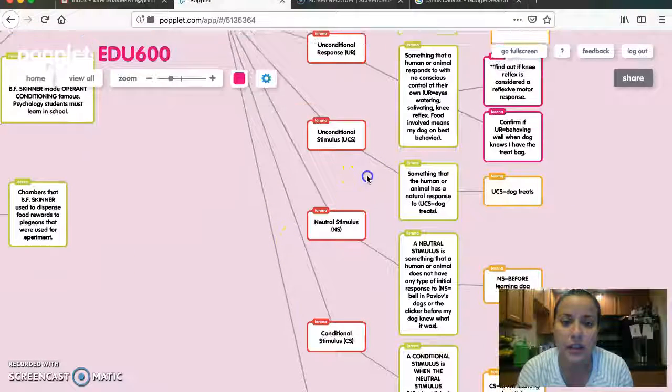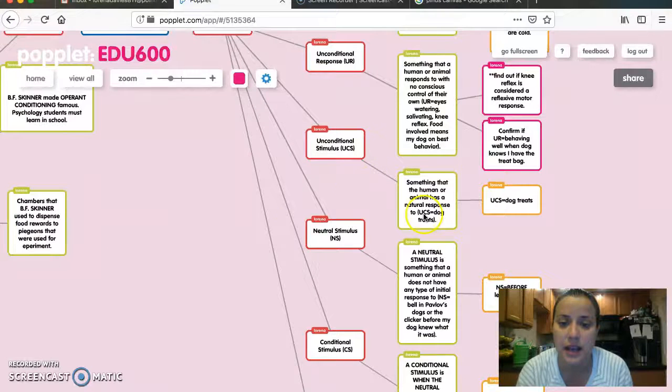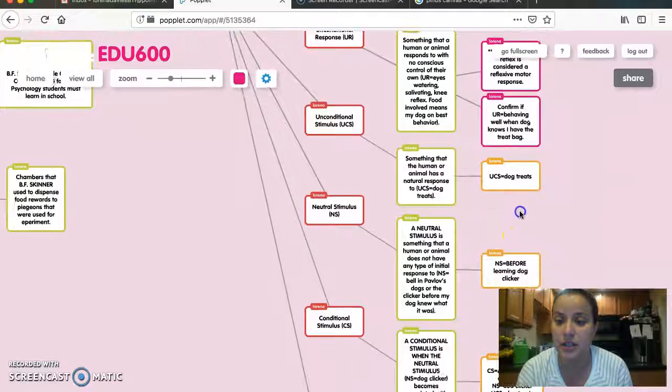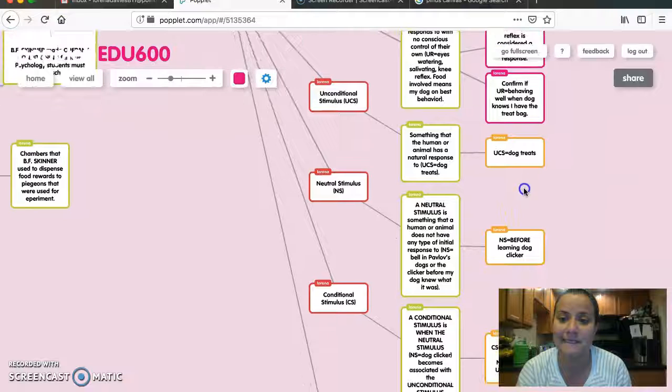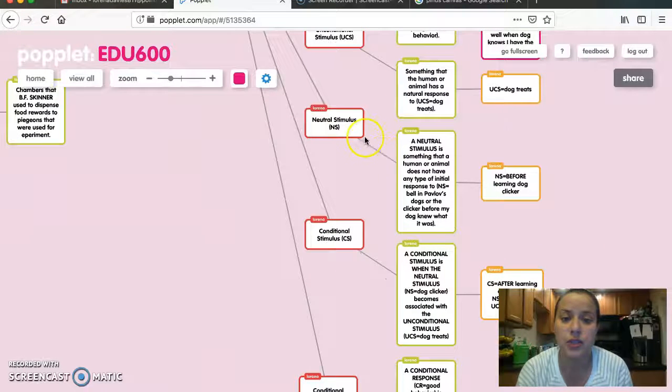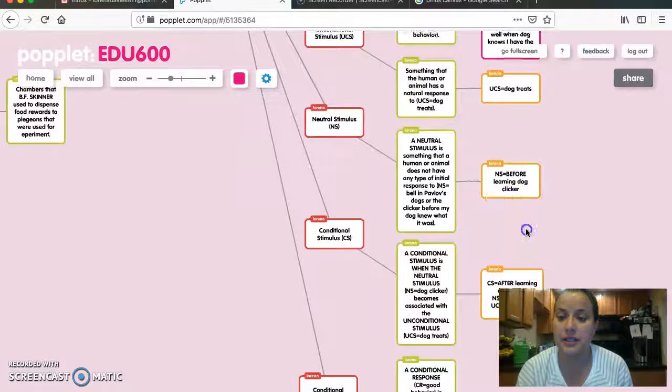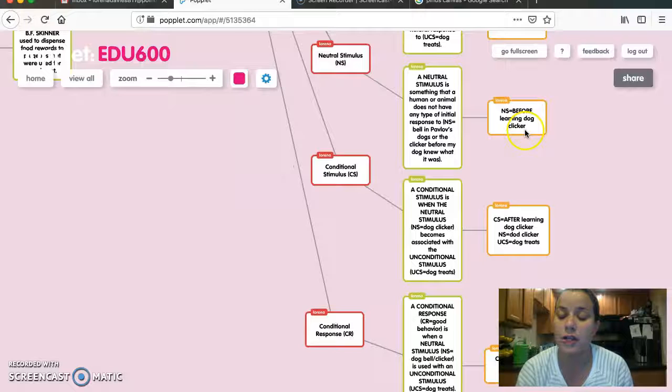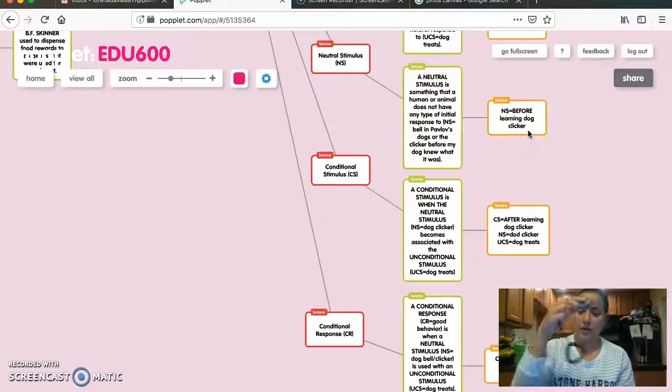Okay, so next we have unconditional stimulus, UCS. It's something that the human or animal has a natural response to. In this case, my dog responds to treats. The neutral stimulus is something that a human or animal does not have any type of initial response to. So, for example, in Pavlov's dog's description, the bell serves as the neutral stimulus. So my example is before learning dog clicker for my dog, because before he learned the clicker, here I'll show it to you, before he learned this, he didn't know what that meant.